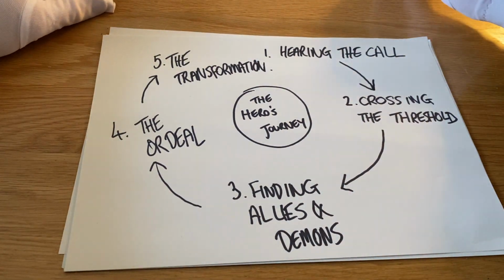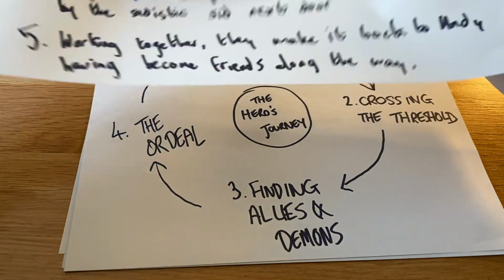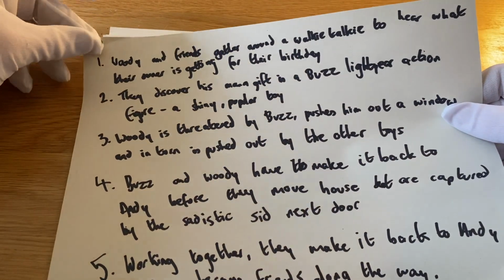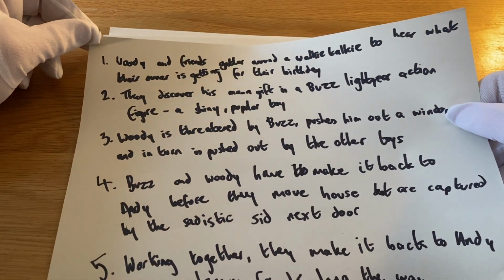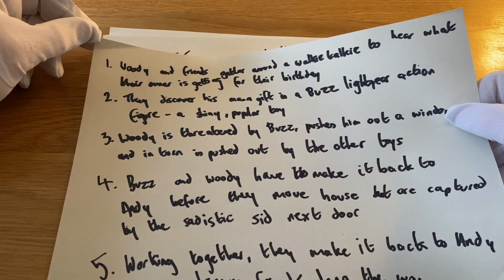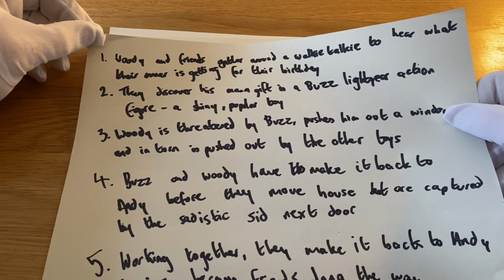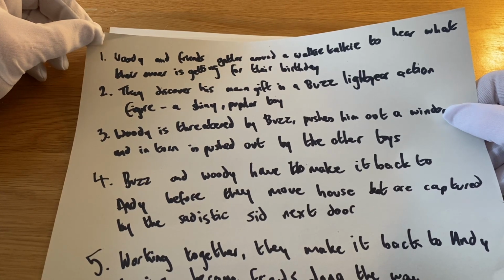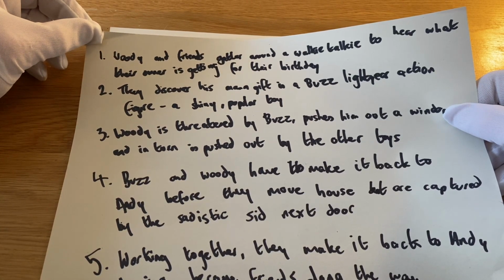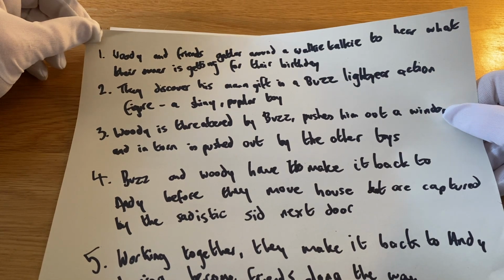Let's test them against Toy Story. 1, hearing the call. Woody and friends gather around a walkie-talkie to hear what their owner is getting for their birthday. 2, crossing the threshold. They discover his main gift is a Buzz Lightyear action figure, a shiny popular toy.